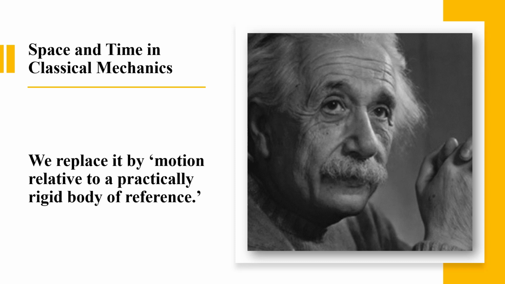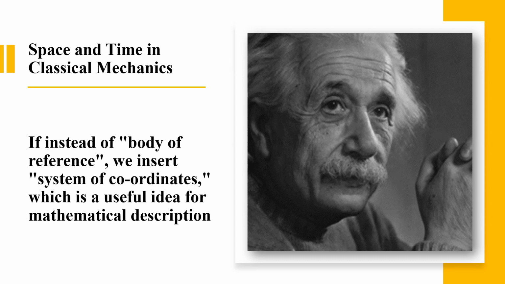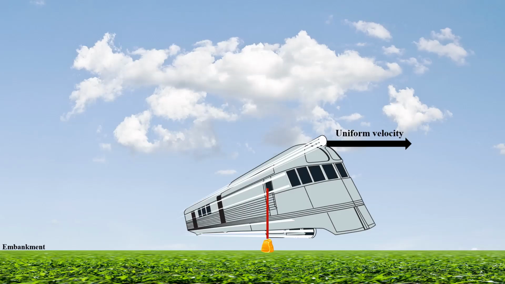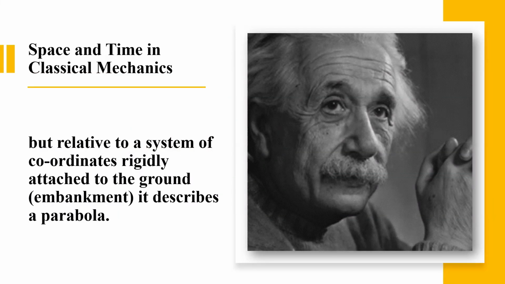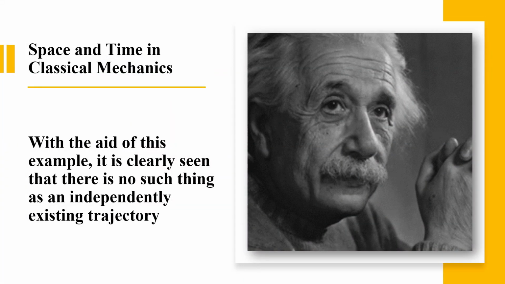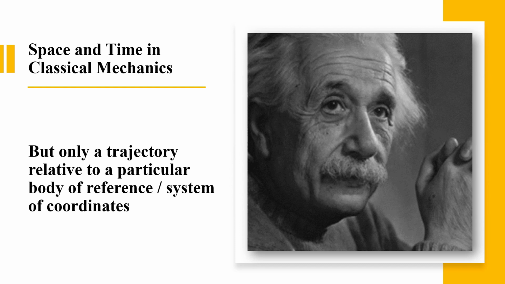with motion relative to a practically rigid body of reference. And if instead of body of reference we insert system of coordinates, which is a useful idea for mathematical description, we are in a position to say the stone traverses a straight line relative to a system of coordinates rigidly attached to the carriage. But relative to a system of coordinates rigidly attached to the ground or embankment, it describes a parabola. With the aid of this example, he says, it is clearly seen that there is no such thing as an independently existing trajectory, but only a trajectory relative to a particular body of reference or system of coordinates.